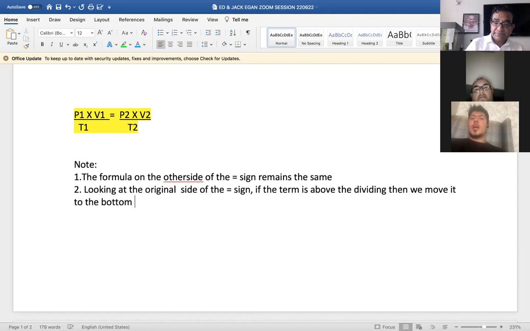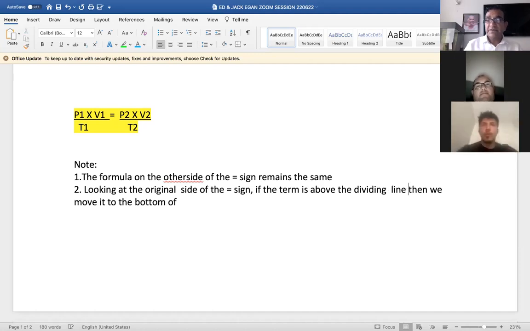So in turn, if you were to move V1, on the other side you have to move it to the other side. Yes. Looking at the original side of the equal sign, if the term is above the dividing line, then we move it to the bottom of the line.